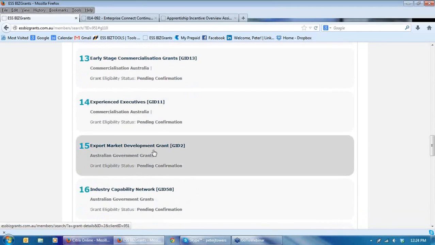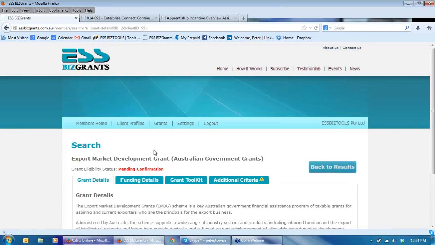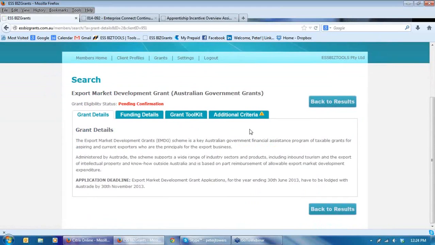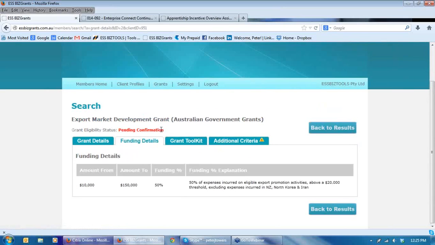Let's have a look at Export Market Development Grant, because we said they were an exporter when we entered the profile. So there's a brief summary of the Export Market Development Grant. There's the details of the funding. Businesses can secure up to $150,000 to reimburse 50% of their eligible export market expenditure.